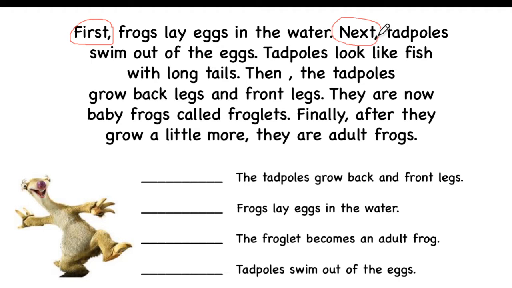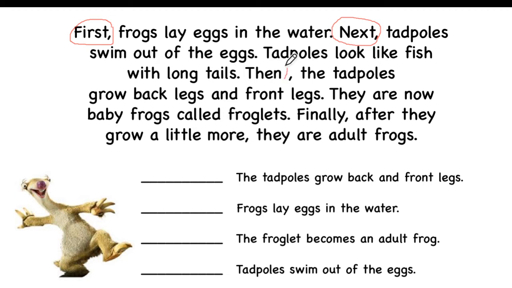Tadpoles swim out of the eggs. So first, frogs lay eggs. Next, tadpoles come out of the eggs. Tadpoles look like fish with long tails. Then the tadpoles grow back legs and front legs.